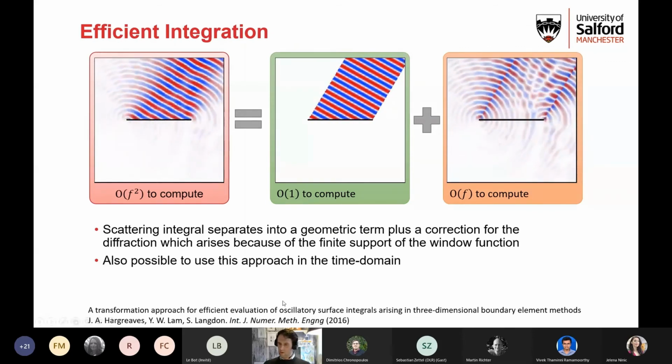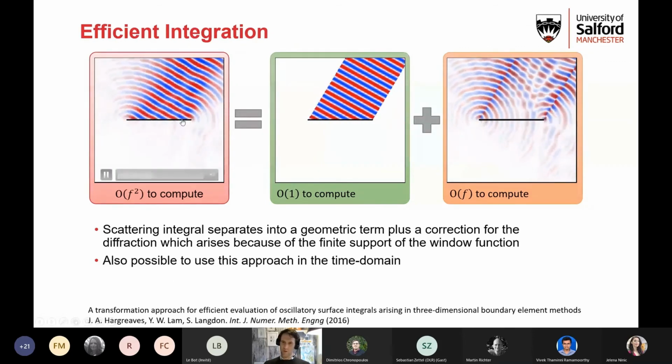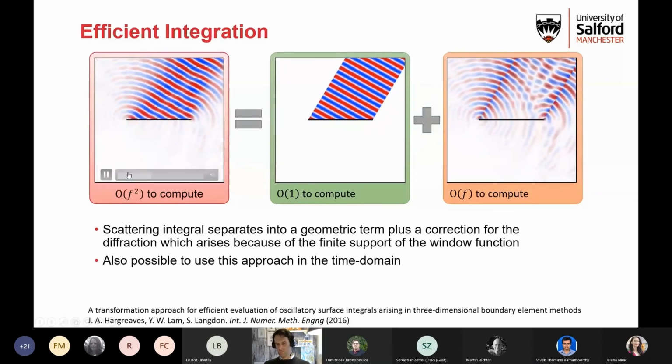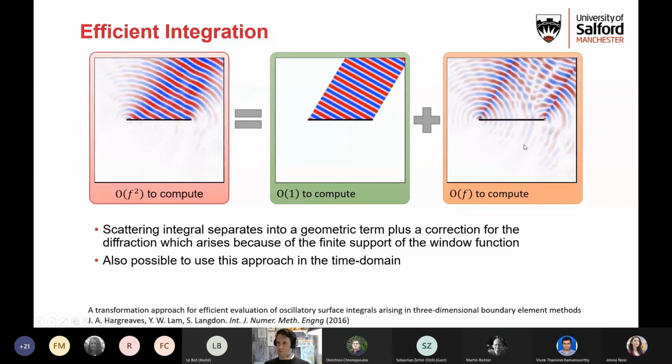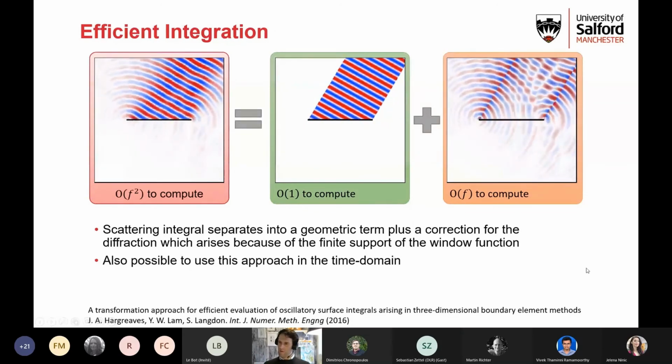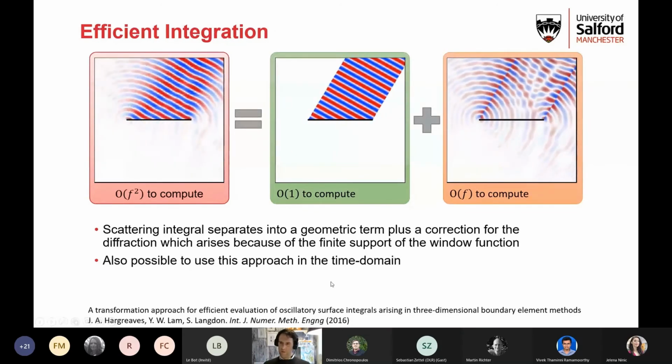So this was something I looked at in 2016. If you look at the scattering from one of these basis functions, you can actually show that what naively would be order F squared to compute in 3D is actually a geometric beam plus a correction term, which can be expressed as an edge integral around the element. And that's only order F to compute. So you can actually do them quicker this way as well.